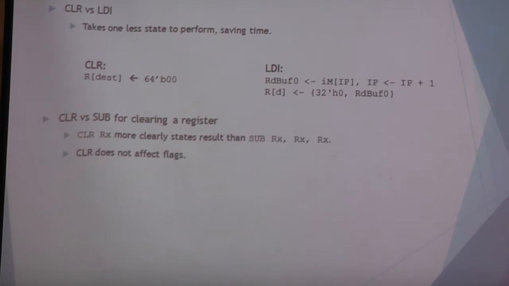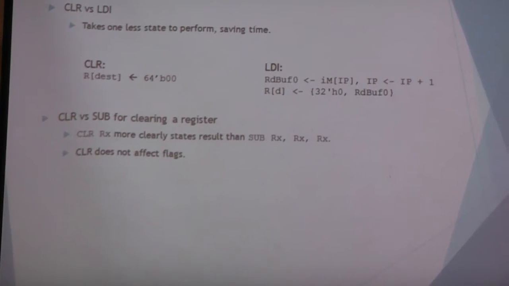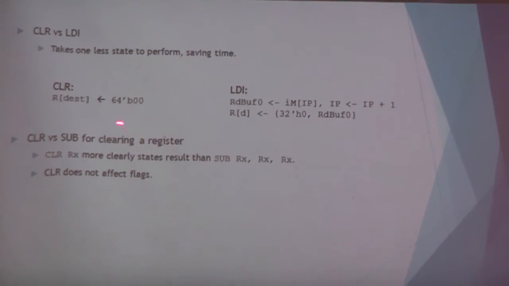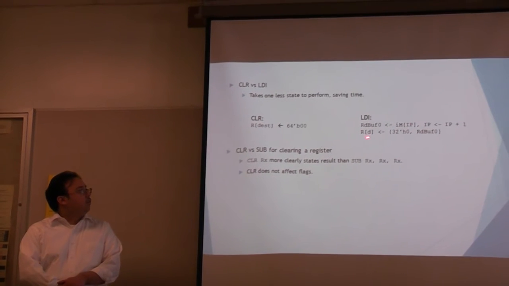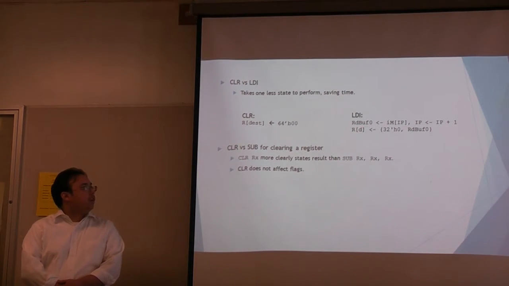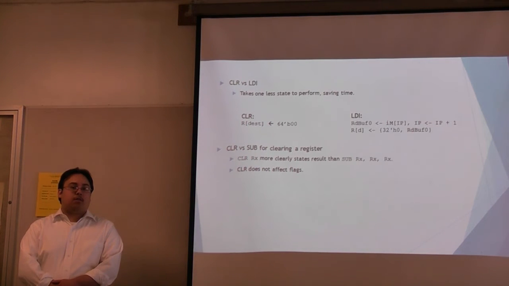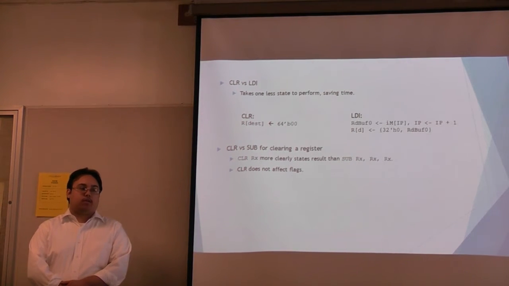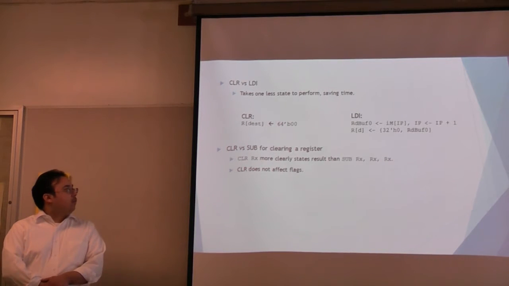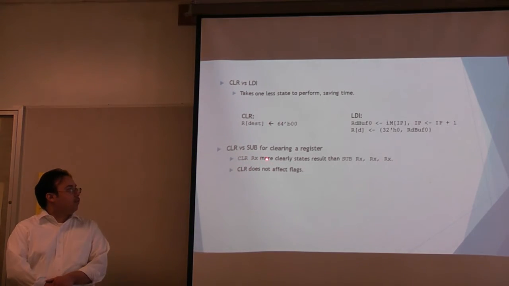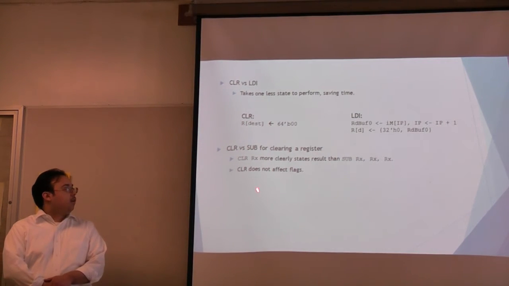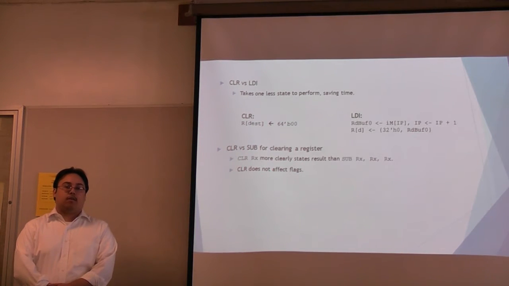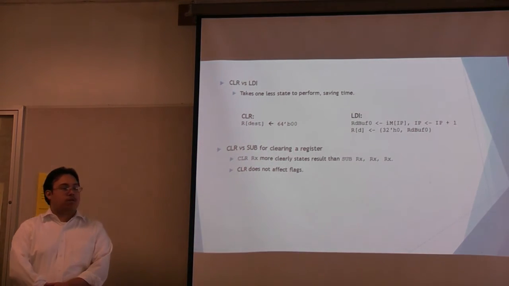And the clear instruction has several advantages to it as well. Compared to loading in all zeros, the clear only has 1 state, making it faster than the 2 states of the load immediate. And compared to using subtraction to set a register to zeros, it not only makes saying clear this register a little more obvious than saying subtract this register by itself, but clear also does not affect any flags, which could potentially be very important for the user's code.